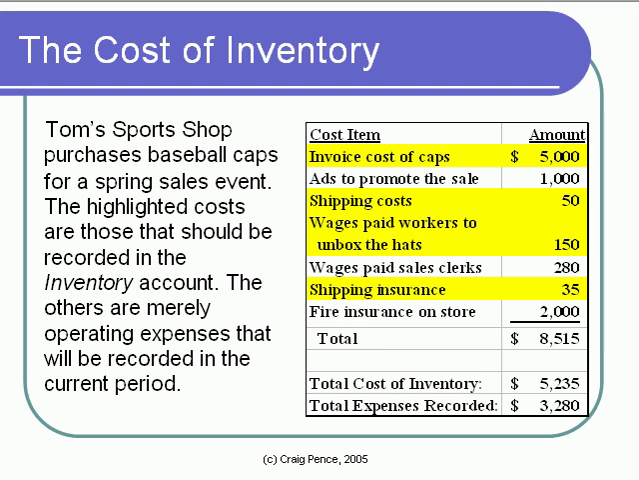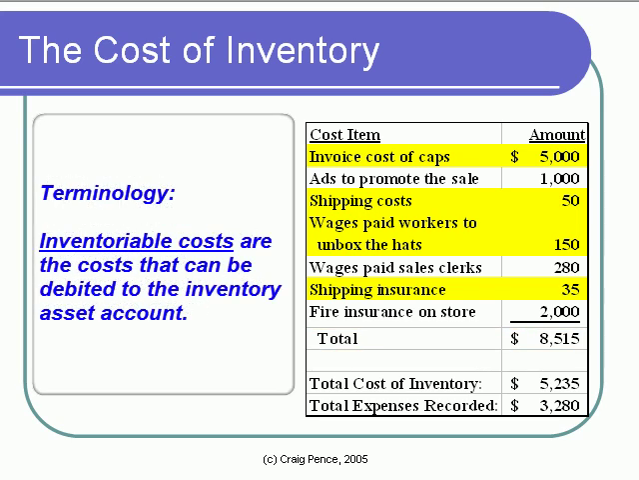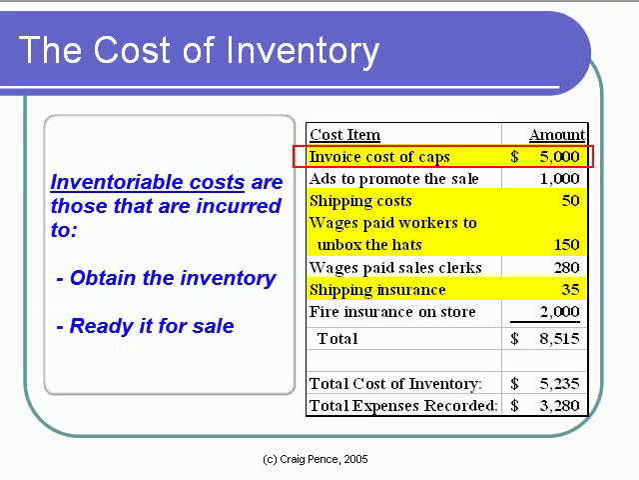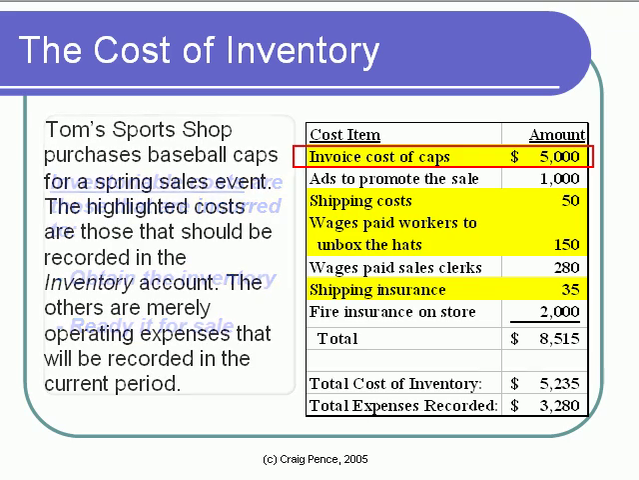Here's an example that will help clarify these points. Let's say that Tom's Sport Shop purchases baseball caps to be held in inventory. The total cost incurred is $8,515. Which of all these costs can be included as part of the cost of the inventory? That is, which of these costs are inventoriable? All the costs highlighted in yellow represent costs that were necessary in order to obtain the inventory items and to get them ready for sale.